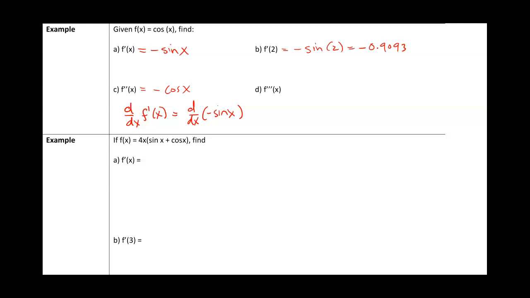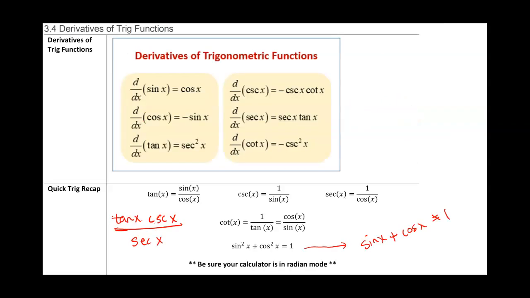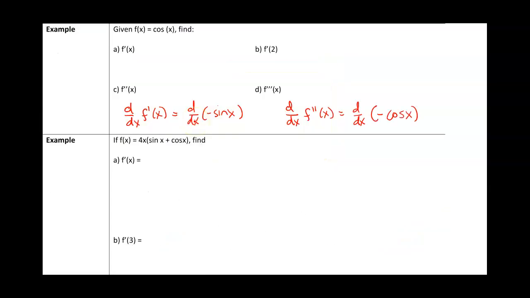Now in letter D, we're taking f triple prime of x. So now we're going one step further, and we're taking the derivative of f double prime of x, which is the derivative of negative cos x. Let's go back here. The derivative of cos x is equal to negative sine of x. But we also have this negative. So we have these two negatives back to back, which will turn into a positive sine of x.